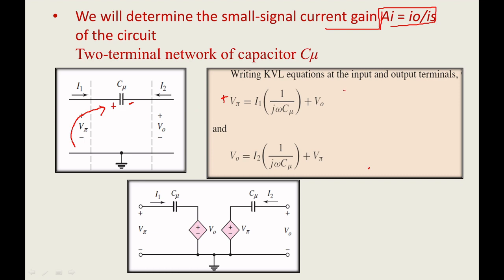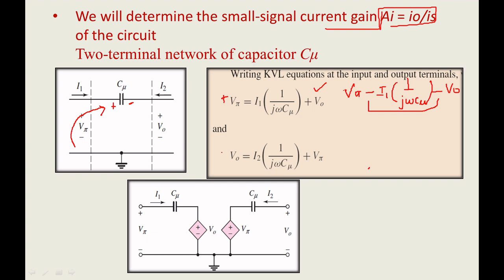So you will be getting an equation like this, right? V pi minus I1 into 1 by j omega c mu minus V naught. I have taken all the minus terms to the right side and finally got this equation. Similarly, I do the same for the other equations also.